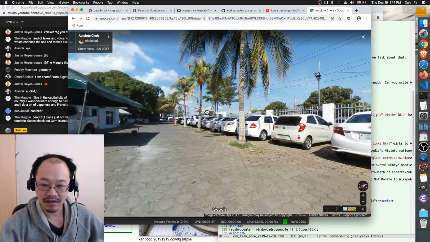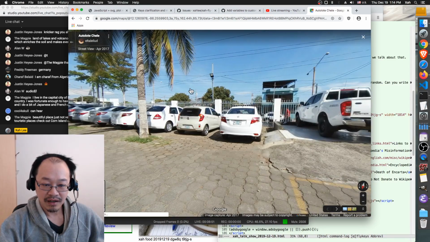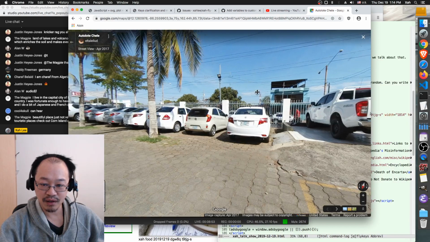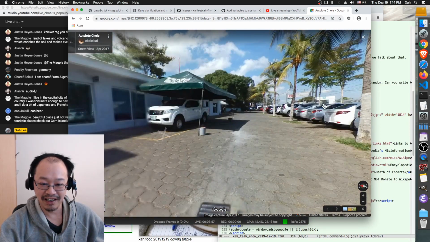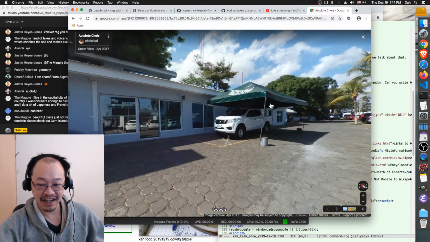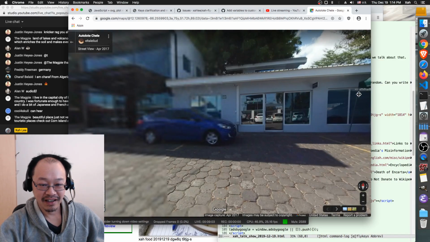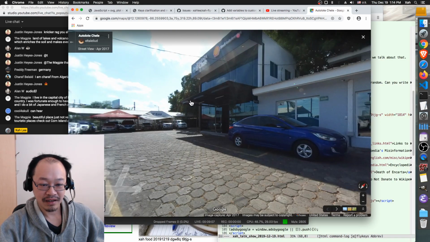Oh, cars. Cars. We must have dropped into some Honda, Toyota dealer. It's an array of shiny cars. Or is this a motel or something? Okay, you have a panorama.